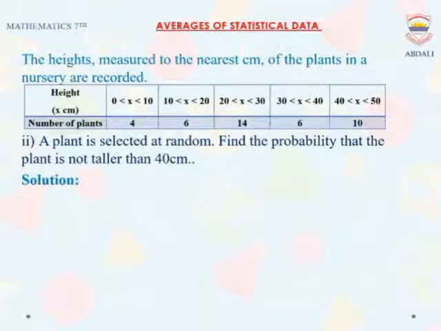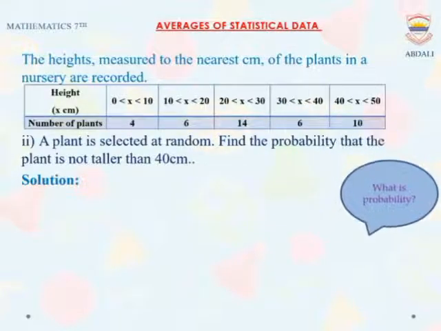So let's start our solution. A question will arise: what is probability? So class, for your understanding, probability is the number of chances, that is, how many chances there are for a certain event to occur. So we have to find how many chances there are that the plant selected is not taller than 40 centimeter.